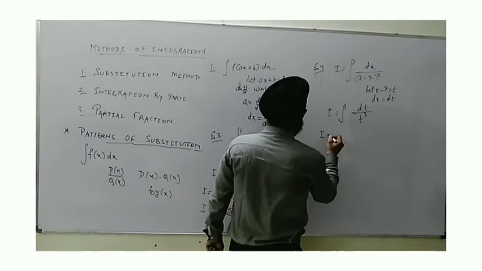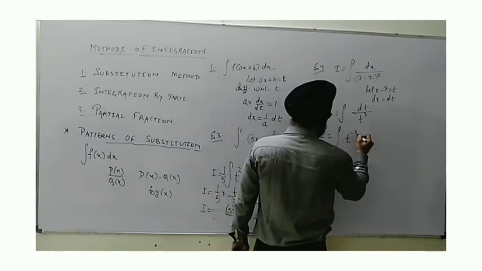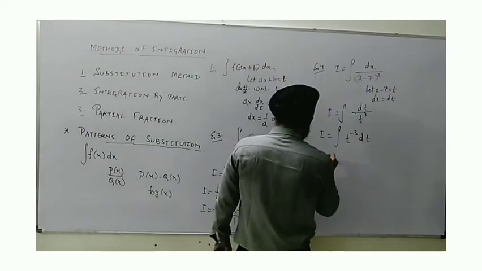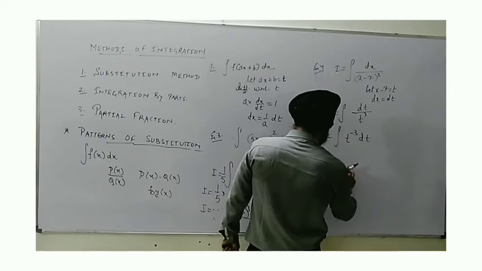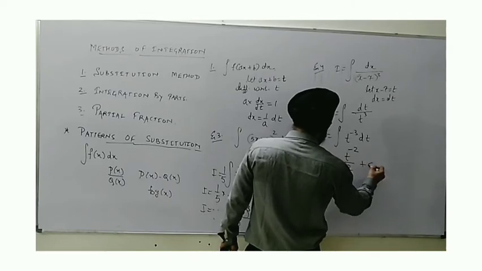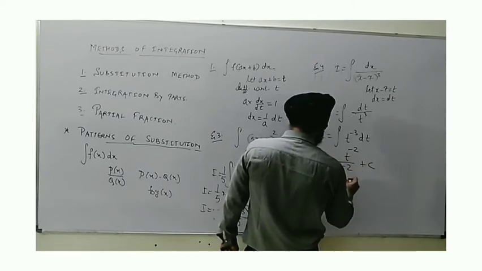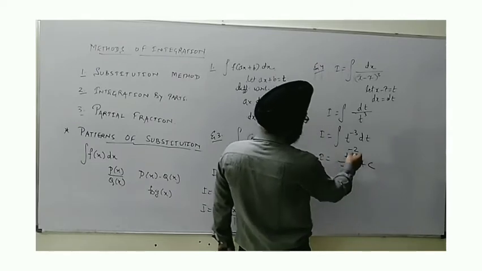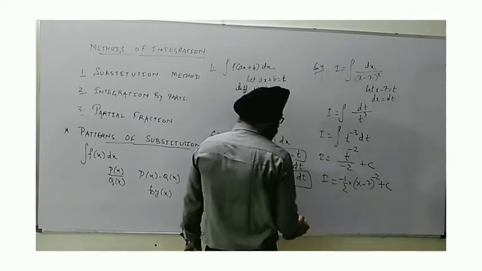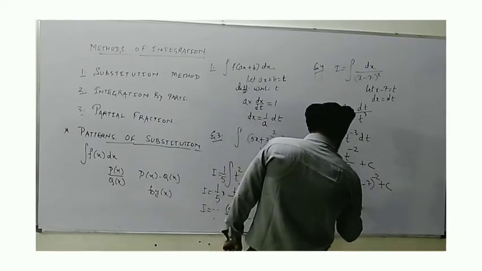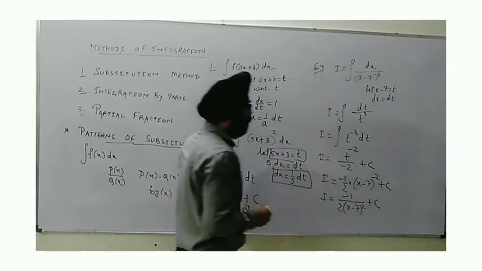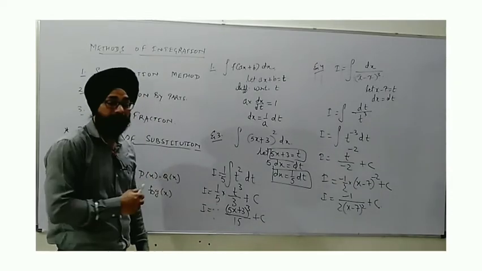How to solve? This t cube will be brought up to make it t raised to the power minus 3, and again by the rule of x to the power n we can solve it. This becomes t raised to the power minus 3 plus 1, minus 2, upon minus 2, plus c, and I is equal to, we can say, minus 1 upon 2 into t, which is basically x minus 7, raised to the power minus 2 plus c, and we can write in the simplest form minus 1 upon twice x minus 7 whole square plus c. So I hope this first pattern of substitution you have understood.